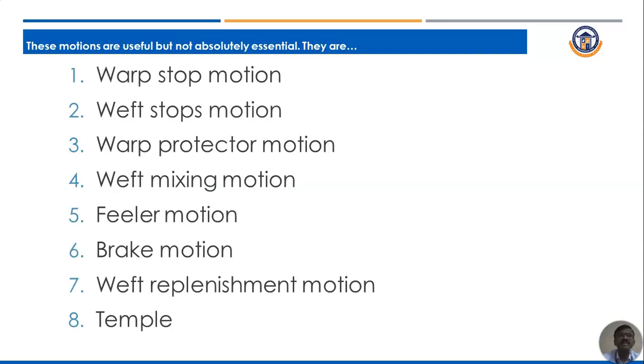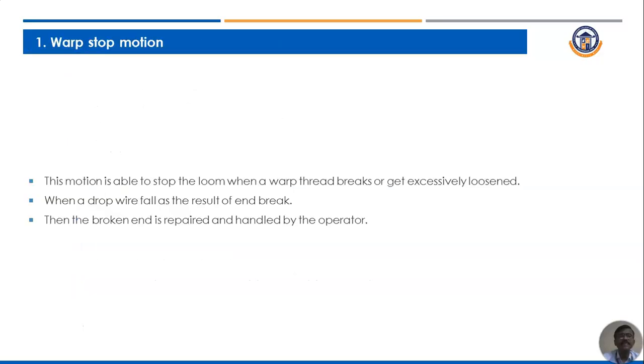There are 8 auxiliary motions. One is warp stop motion, next is weft stop motion, warp protector motion, weft mixing motion, feeler motion, break motion, weft replacement motion, temple. These are some of the auxiliary motions used on weaving machines. These motions are usually not absolutely essential.